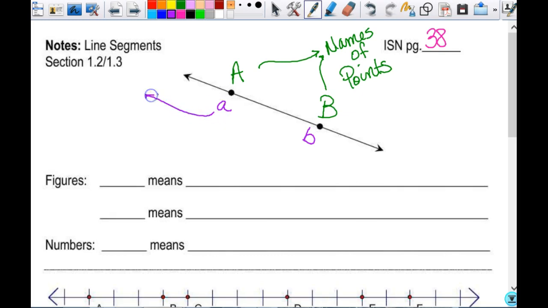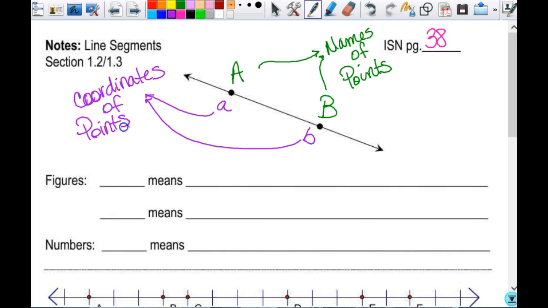The lowercase ones are the coordinates of the points, which means they represent numbers. So the capital ones represent pictures, the point itself, and the lowercase one represents the numbers. So it could be an ordered pair if it's a two-dimensional coordinate, or it could just be a number if it's like on a number line. All right, so lowercase is numbers, capitals is the pictures.